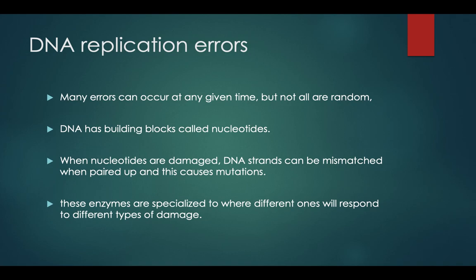There are a variety of errors that can occur. DNA has building blocks called nucleotides. When nucleotides are damaged, DNA strands can be mismatched when paired up, and this is where the mutations are caused. DNA replication can occur when it shouldn't, and even sections of the DNA can get mixed up.